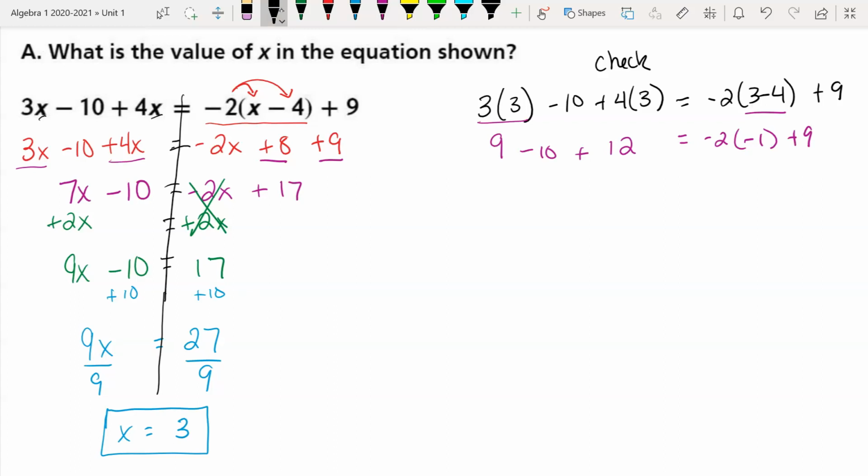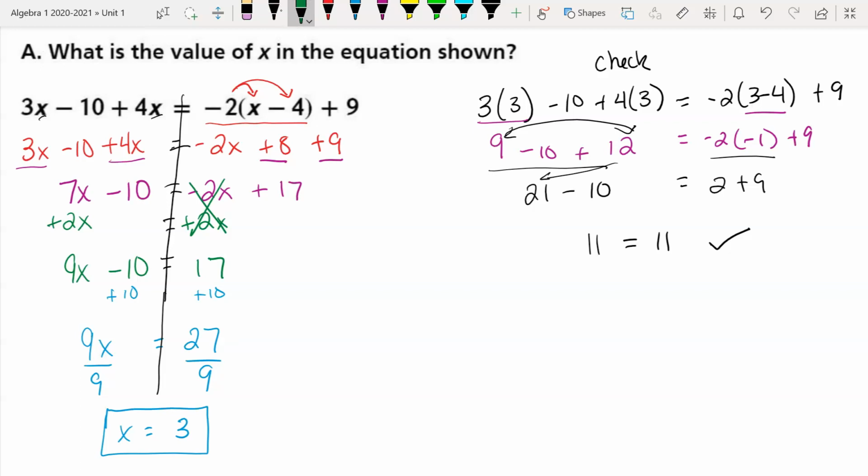And so now I can combine all my terms on this side, and I can multiply here to get a +2. So then I would have 21 minus 10, which should be 11 on both sides. So that means it works. To get the 21, I did 9 plus 12 to give me that 21. And if it equals each other, then I know it's correct. So that is solving an equation with a variable on both sides.